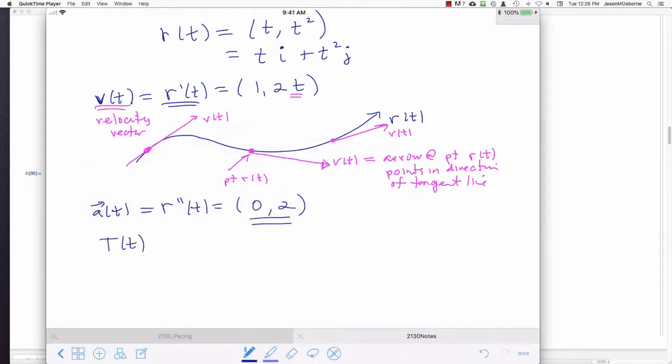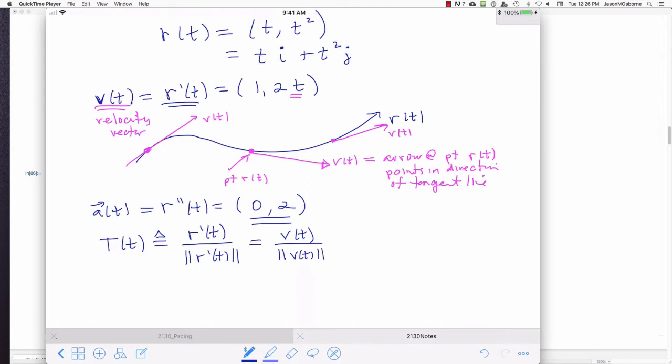How do you find them? Okay, the vector t is defined to be the unit vector of your derivative vector, the velocity vector. So to make a unit vector, you just divide the vector by its magnitude. This is also called the velocity vector divided by the magnitude of the velocity vector.